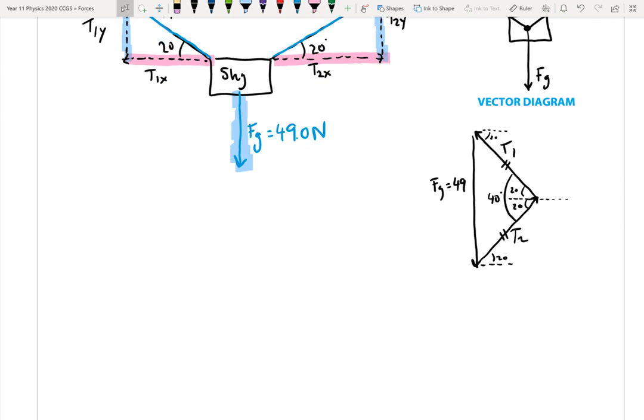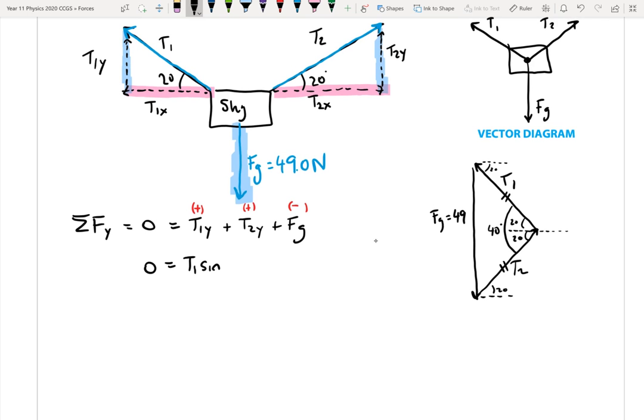As you saw, you write the following: sum of all forces in the y. In this case, you can just write equals 0. We don't have to include Newton's second law. And then that's going to be produced by T1y plus T2y plus gravity. Now, I've already assigned my convention, but I'm going to say that those two are positive and the weight force is negative. So let's now write it as 0 equals T1 sine 20 plus T2 sine 20 plus negative 49.